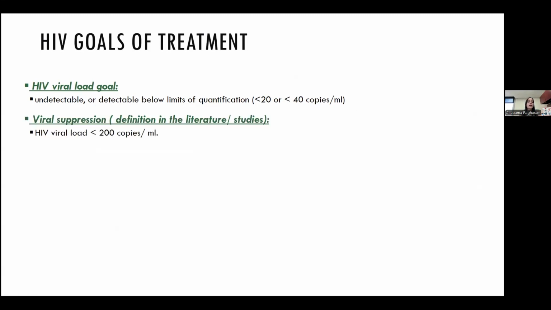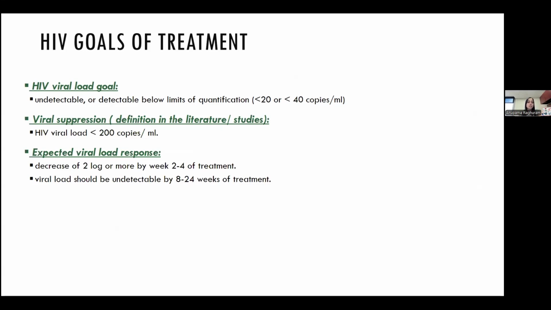As far as viral suppression, in the studies that they've done, in the literature, the definition of viral suppression is to get that viral load to less than 200 copies per ml. Of course, we prefer the undetectable because that's the lowest that you can go, but that's what's in the literature.